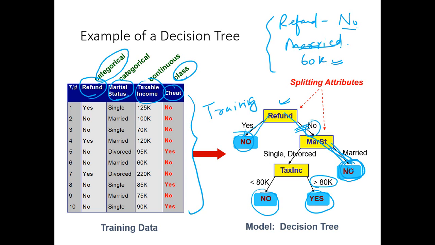Had it been not married, you go to this node and you see his taxable income. His taxable income is less than 80K, so he is not going to cheat. That's the way you decide the class of a new data.